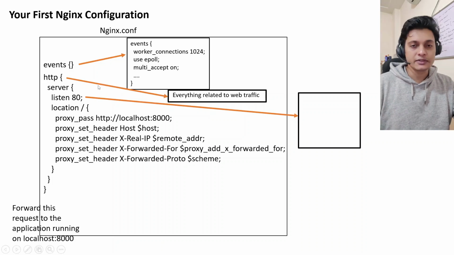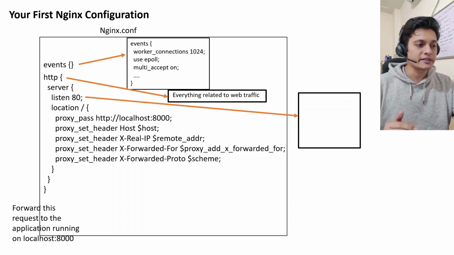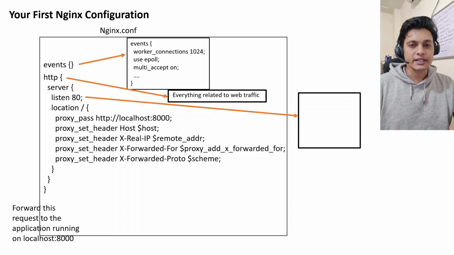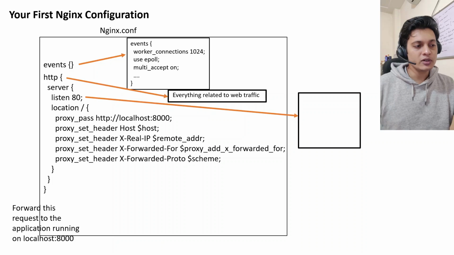So this HTTP block will have the server block, and this server block will have multiple simple directives. Inside this server, there is this listen. Listen is with the port. Whenever you try to access some website, let's say www.facebook.com, wherever this application is hosted on a server, port 80 is enabled on it. So this port 80 is exposing that application.